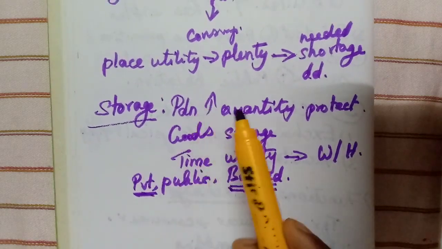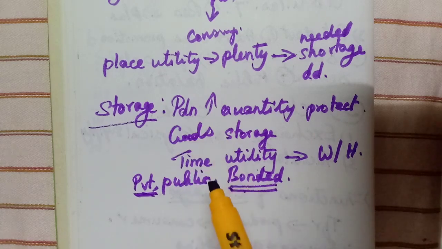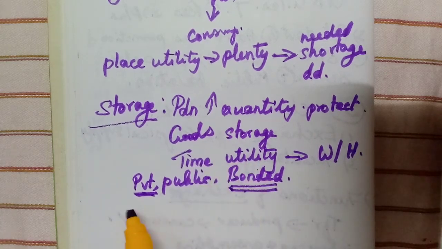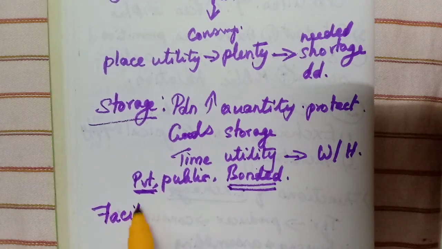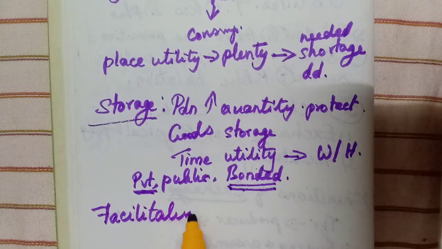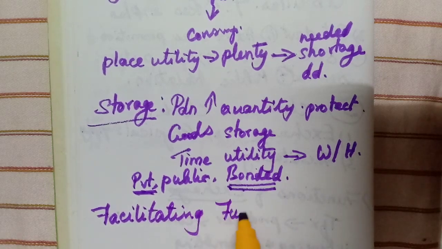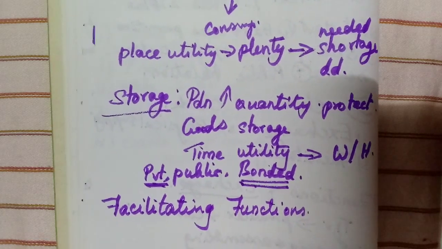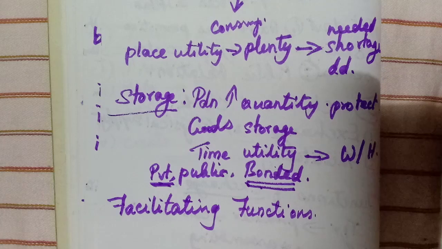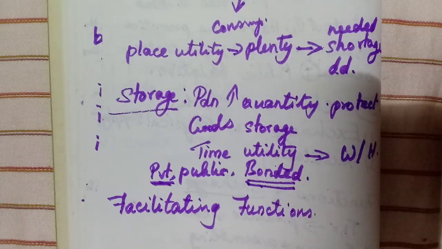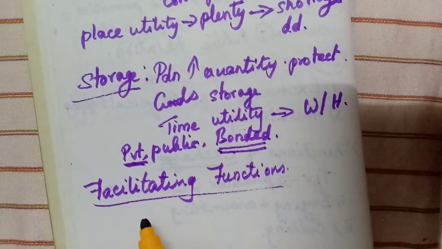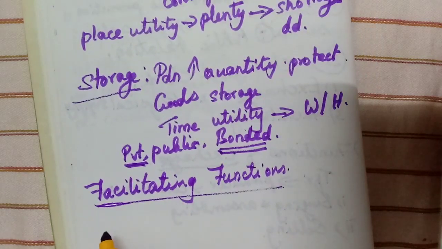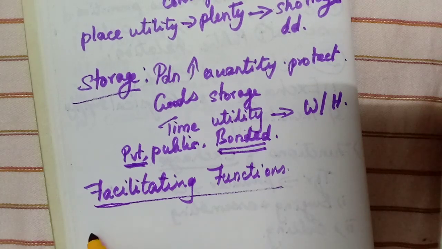Now that we have learned transportation, storage and warehousing, now we will see the third type of function, the facilitating functions. It is not related directly to the distribution of goods and services. For the distribution, transportation, and for the exchange, these two functions, this facilitating function is helping. It is giving some facilities. From that word you can derive this meaning.